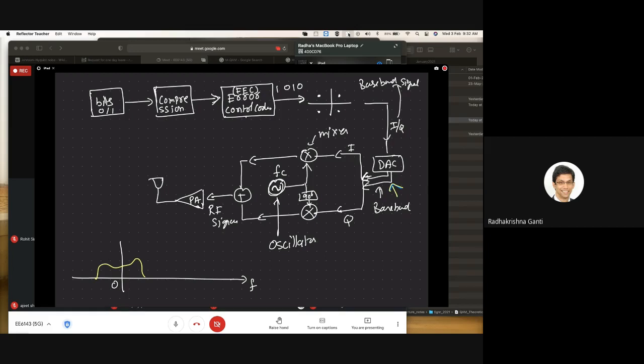When you do FC, for example, if FC was 2.4 gigahertz, all this part, this mixer and everything, does is shift the frequency. It will look the same, I'm not able to draw the same thing, but at a different frequency FC. Even the baseband signal will have a spectrum, but the spectrum is centered around 0. This is called the upconversion. This is also called upconversion. Upconversion moves it into FC.